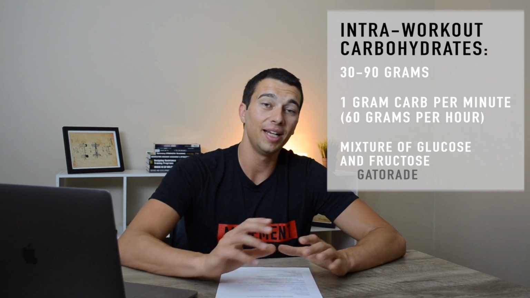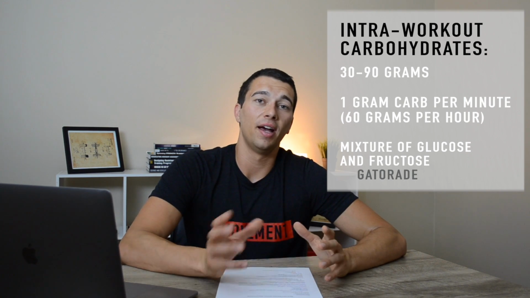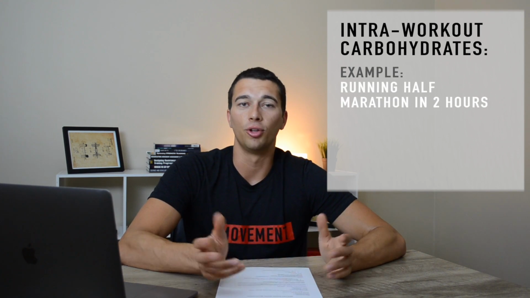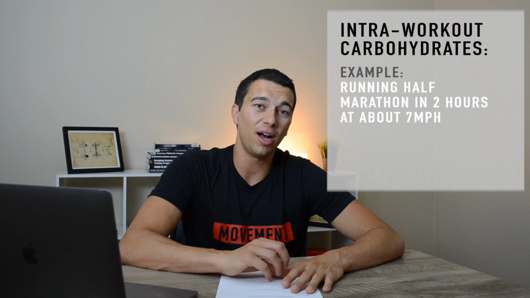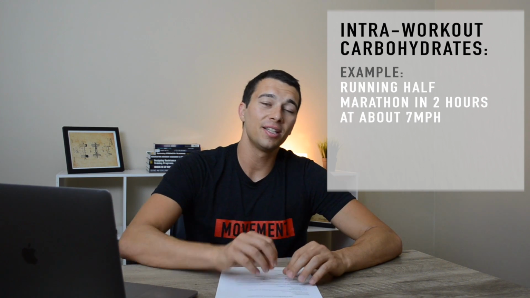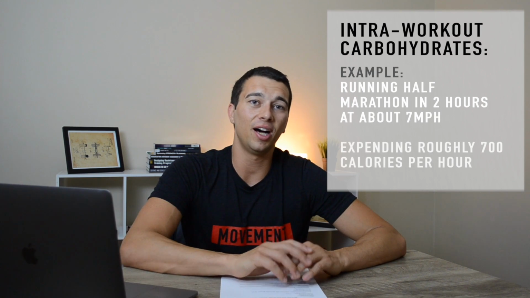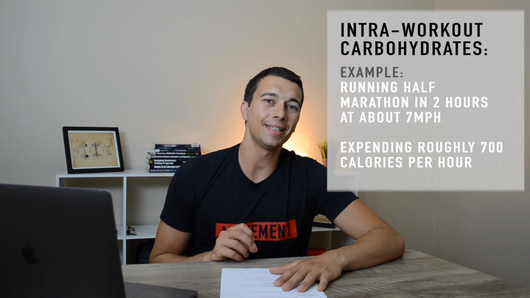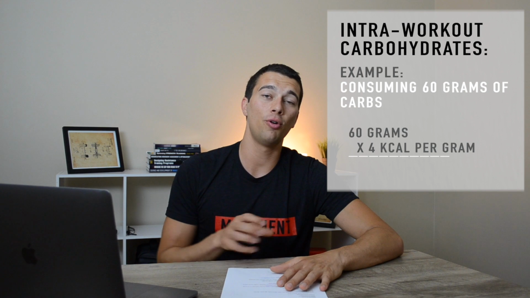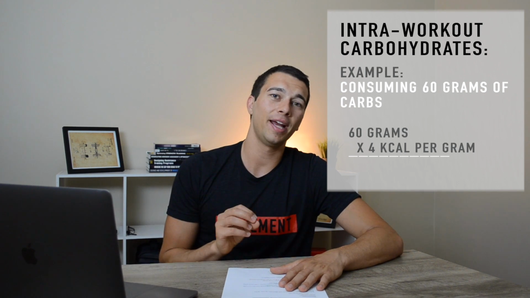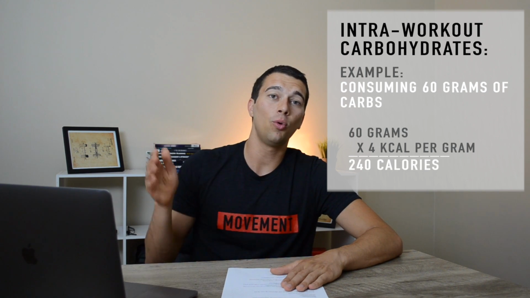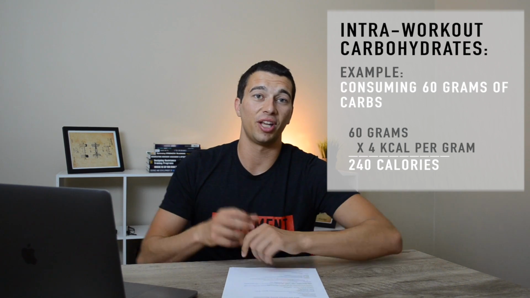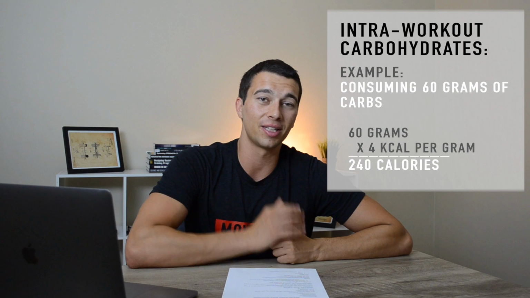Now, if an athlete's running a half marathon in 2 hours, that's about 7 miles per hour, roughly. That means they're actually expending 700 calories per hour. Now, if they're only consuming 60 grams of carbs, and we know from the front of the video, 60 grams of carbs is 6 times 4, 240 calories worth of carbs, they're not going to replenish that full 700 calories that they're expending.